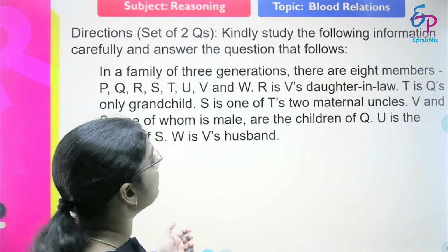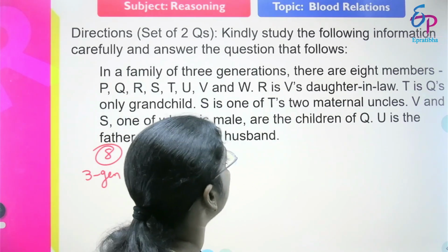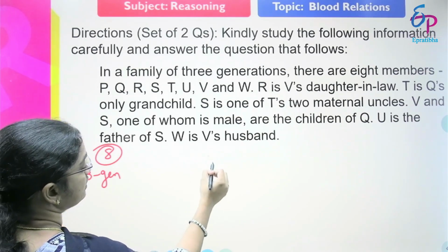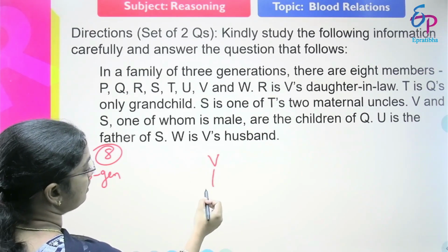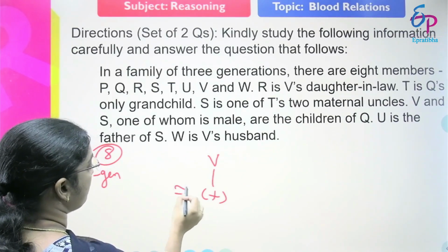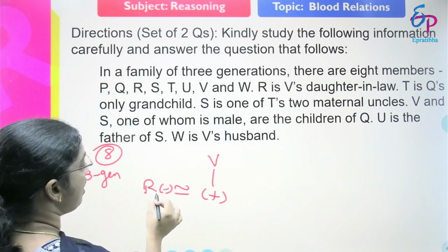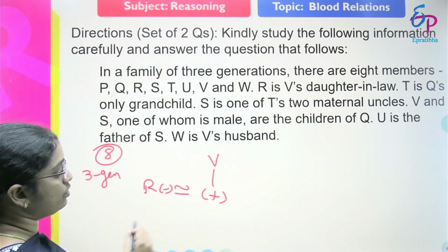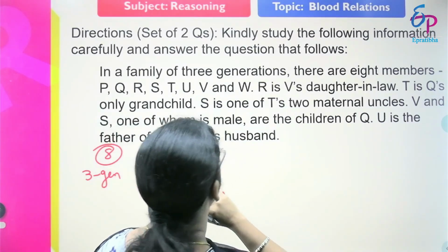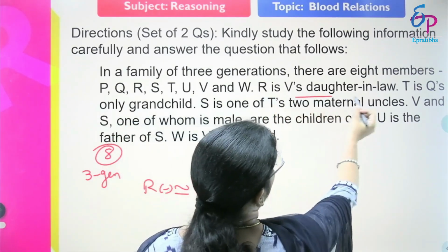Next one: R is V's daughter-in-law. First we need to take V. V's daughter-in-law means V's son's wife, so V's son's wife is R. So R is V's daughter-in-law, clear.